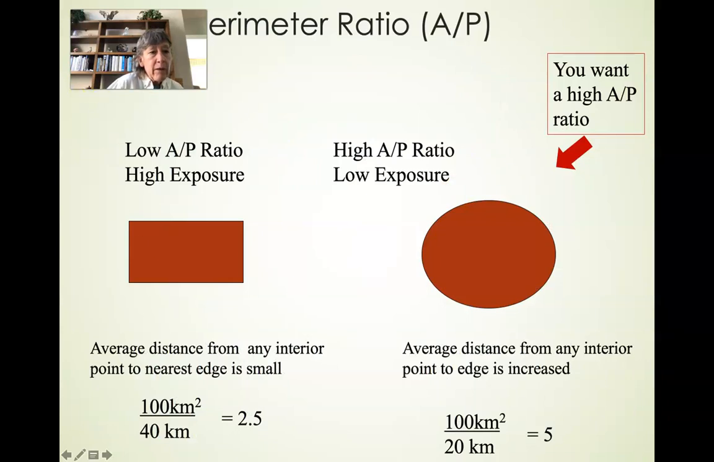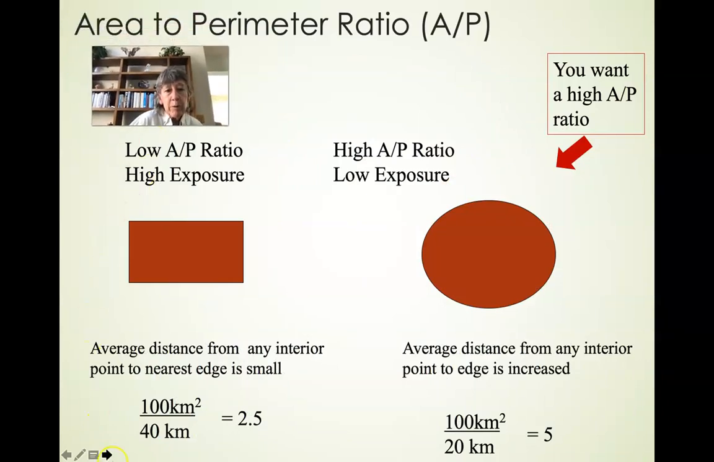The other thing I want to mention are area to perimeter ratios. And that has a lot to do with the shape of the reserve, if it has a jagged edge. And this is a simple example, again, from a conservation biology textbook. But a spherical reserve that's 100 kilometers square will have a smaller perimeter than a rectangular reserve that's also 100 square kilometers, just due to shape. And what you want is you want a high area to perimeter ratio. You want a lot of area compared to perimeter.